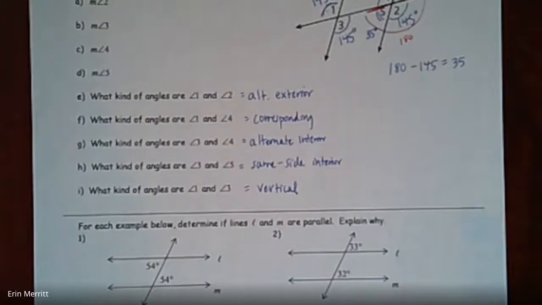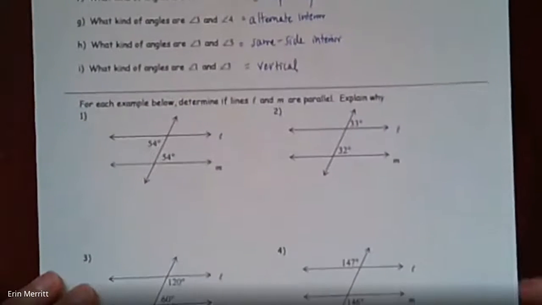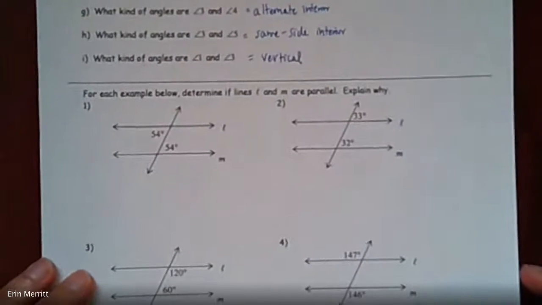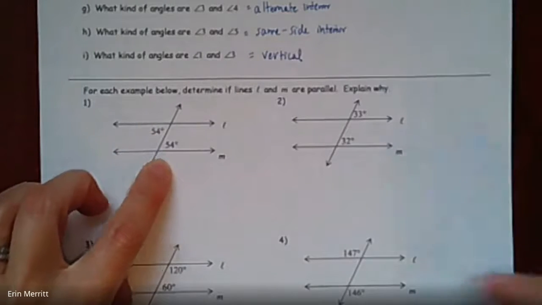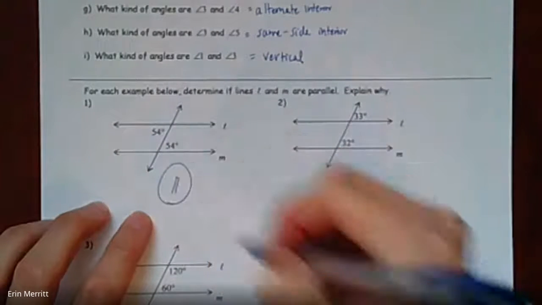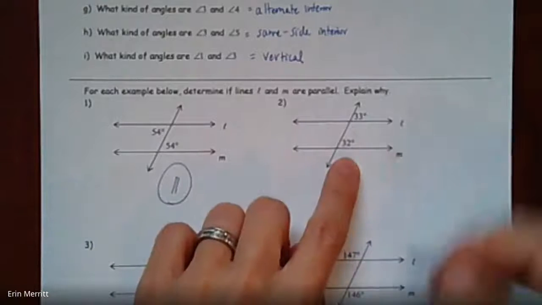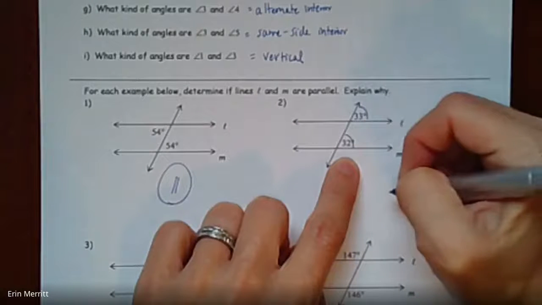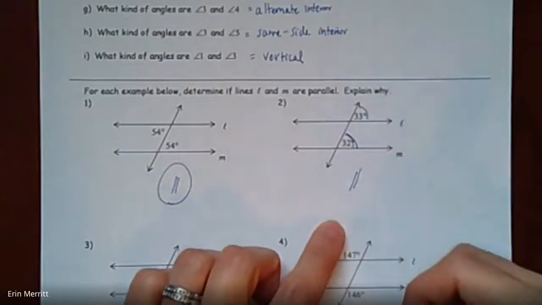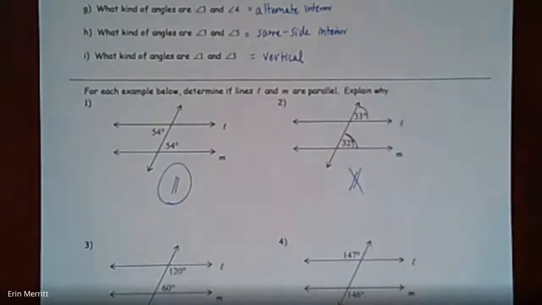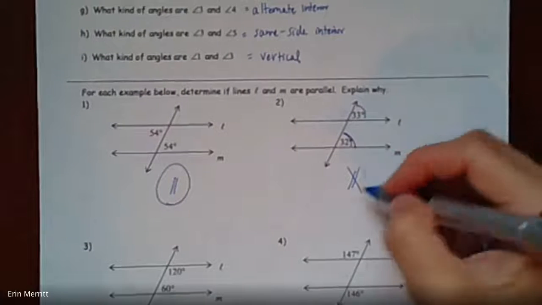All right. The last ones, when it just says determine if the lines are parallel or not, it's just saying based on the information. So if those alternate interior angles are equal, then yes, they are absolutely parallel lines. Whereas here, they're showing you a pair of corresponding angles that are not equal to each other. This one's different than that one. So this would be not parallel. And you can simply show that with a little slash through it like that.